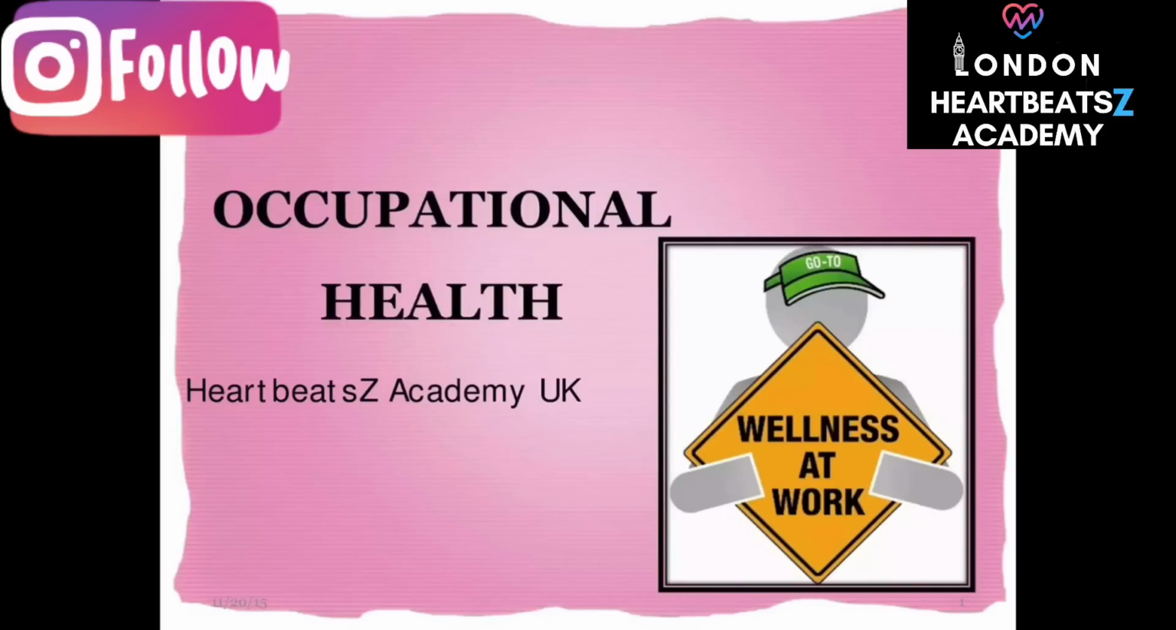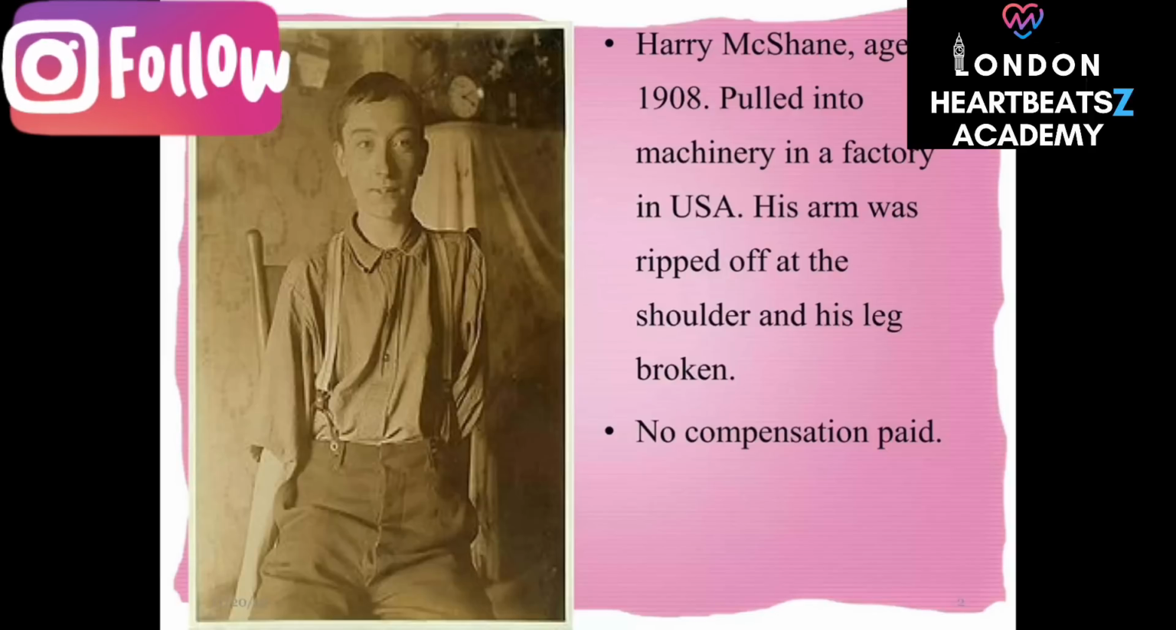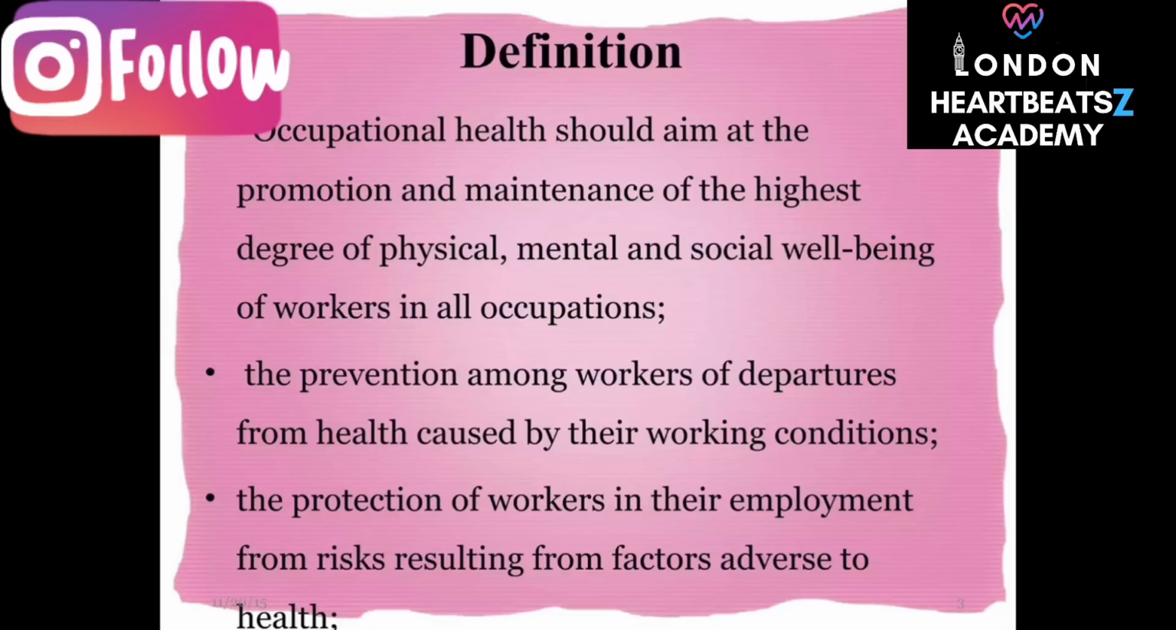The case of a young factory worker who suffered severe injuries with no compensation. This sets the stage for understanding why we need robust occupational health measures. Definition and core principles. Occupational health is fundamentally about promoting and maintaining worker well-being across physical, mental, and social dimensions.